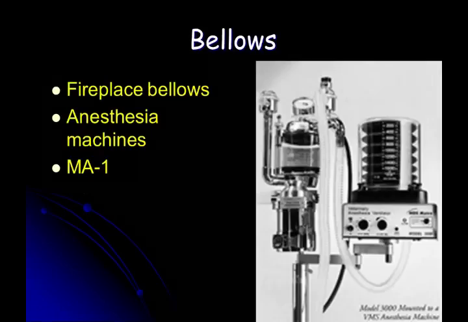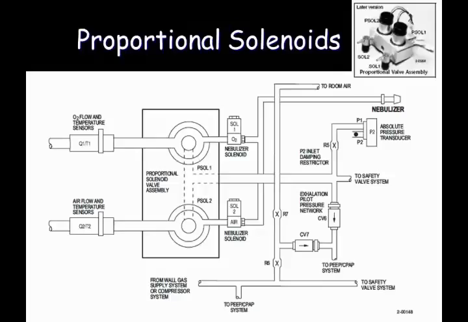Here's a bellows. A lot of anesthesia machines would utilize that one. It's kind of an old picture, but you get the idea. And then this is the proportional solenoid. This is the schematic for the 840, but some derivation of this is present on pretty much all ventilators. Two gas sources, oxygen, air.